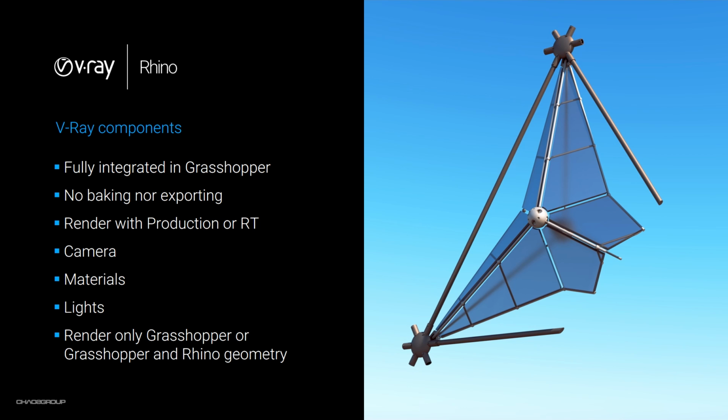You can render with production or RT. You have a camera, you have materials, you have different lights. You can render only the Grasshopper flow or the Grasshopper and whatever in Rhino you have. Let's jump in Rhino and see how it works.